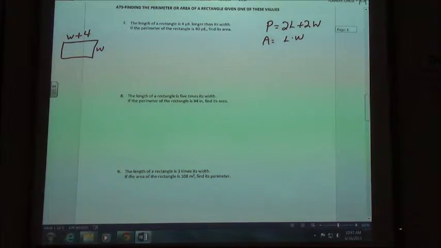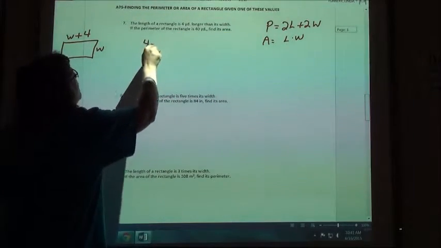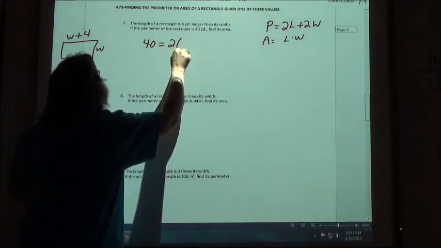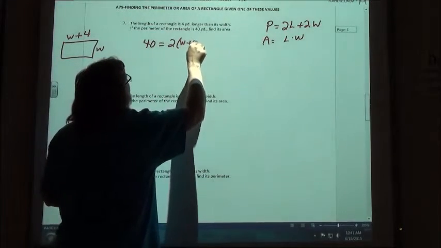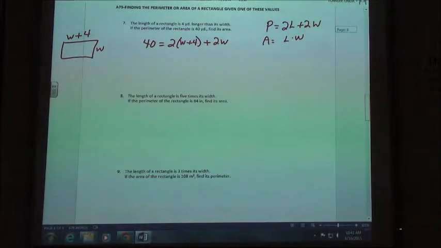I like to have pictures. I'm a visual learner. The perimeter of my rectangle is 40 yards. So using my formula for perimeter, 40 is going to equal 2 times my length, which was W plus 4, plus 2 times my width, which was just the W. So 40 equals 2 times W plus 4 plus 2W.